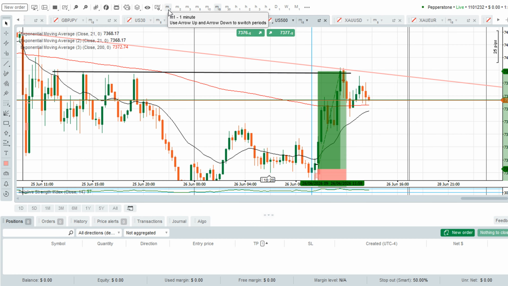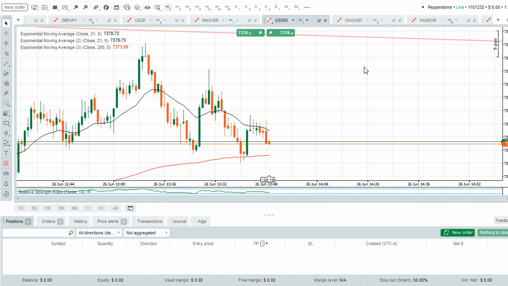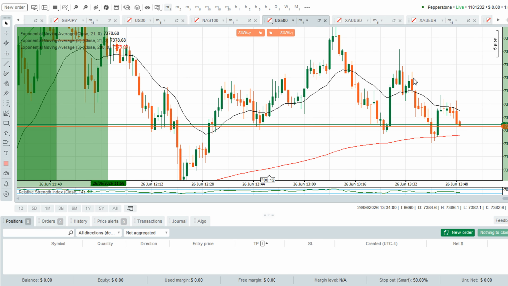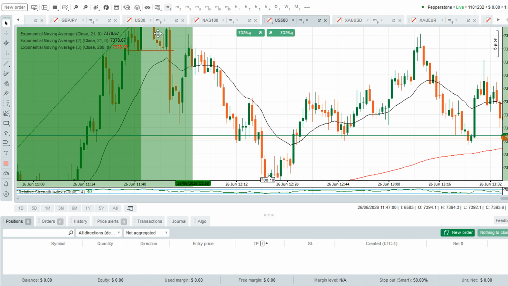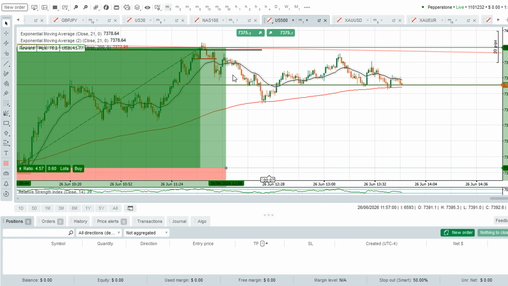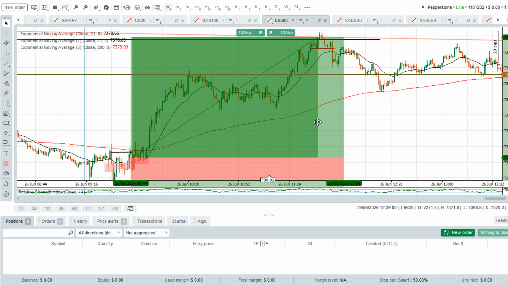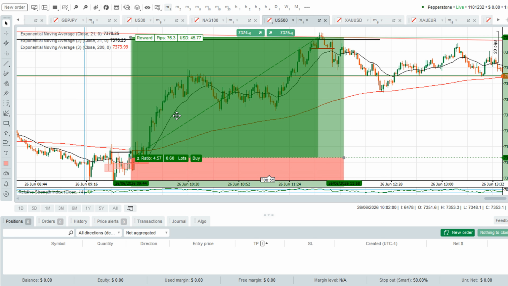And as you can see, immediately after entering our trade, the price came back to our zone or the fair value gap. This is our fair value gap, and moved to rush the sell side liquidity. And this was a very good trade, a 1:4 risk reward trade.